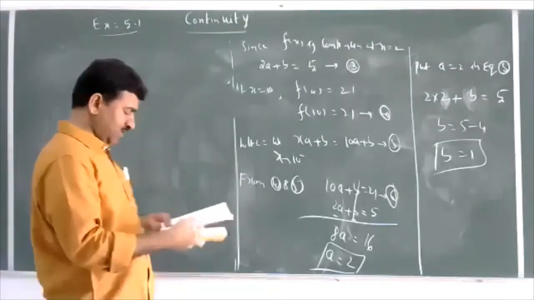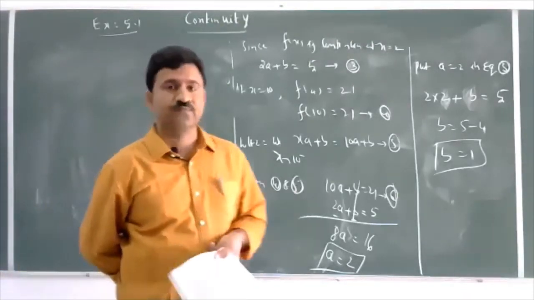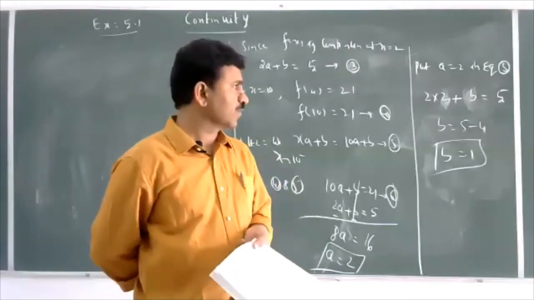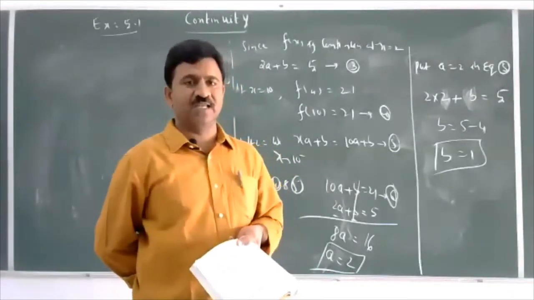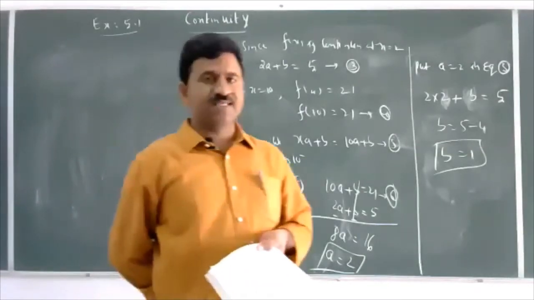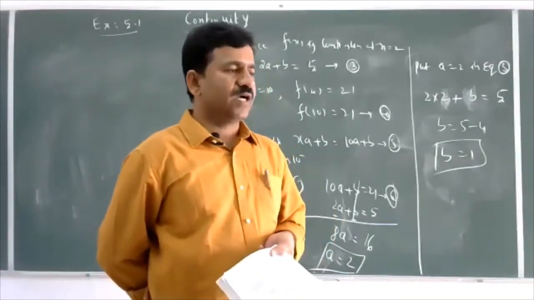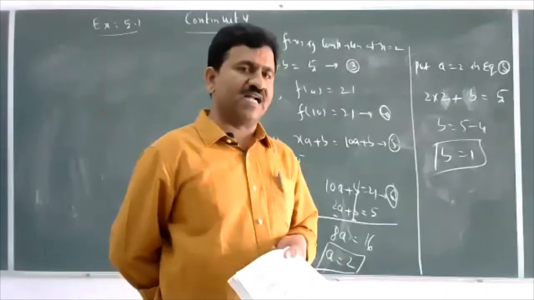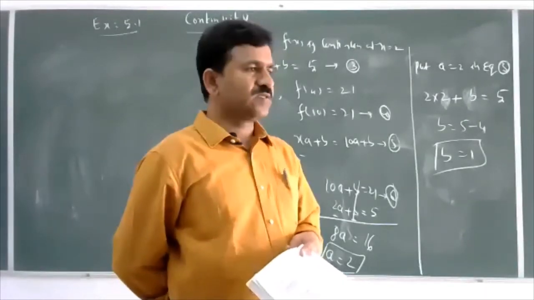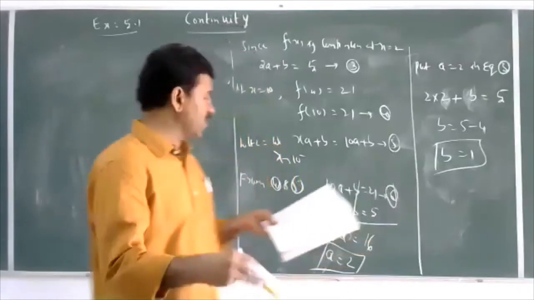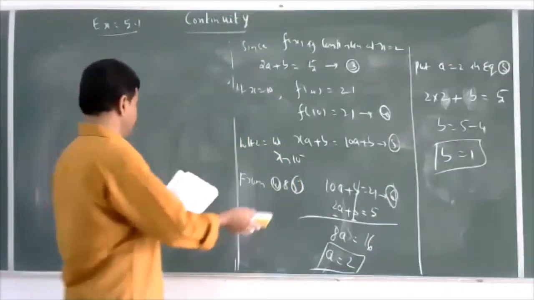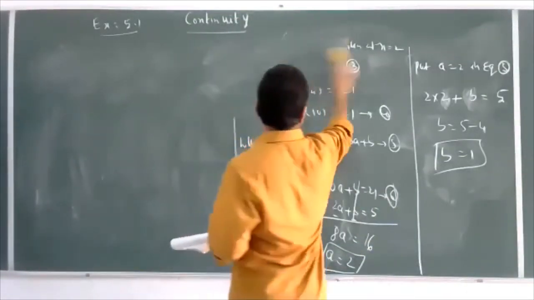See problems 31, 32, 33, based on what we discussed about f circle g. g is continuous at c, and f is continuous at g of c. So then f circle g is continuous at c. By using that property, see the first one. Now done that function.